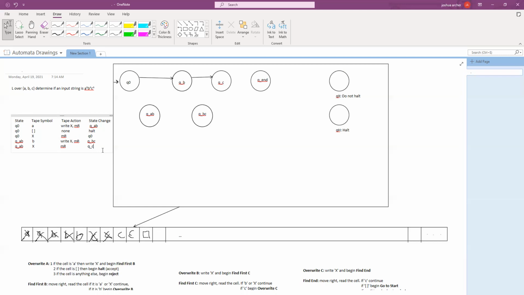You want to mark off more than one A at a time? Yeah. You can do that. That was the way in the book. But in order to do that, how are you going to keep track of how many A's you marked off?